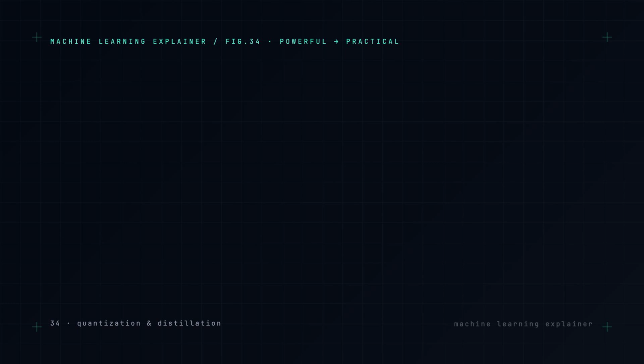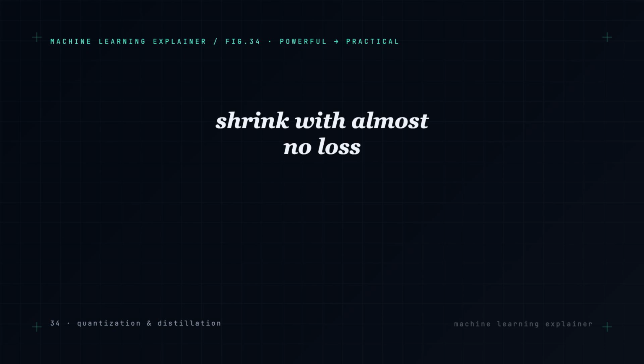So that's the shrinking craft. Quantize the weights to fewer bits, distill a big teacher into a small student, and prune what's not needed. Shrinking models with almost no loss. It's how powerful AI becomes practical AI.